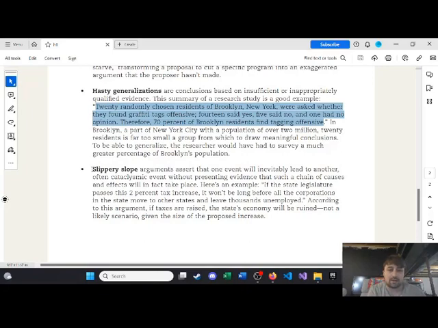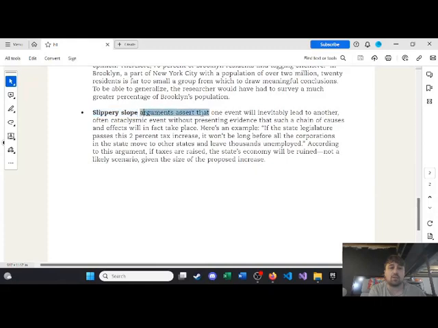So what's our last fallacy here? A slippery slope. A slippery slope argument asserts that one event will inevitably lead to another. This is often a cataclysmic event, and it's without presenting evidence of the chain of cause and effect that will take place. So here's an example. If the state legislature passes this 2% tax increase, it won't be long before all corporations in the state move to other states and leave thousands unemployed. Okay, so you have one event, which is the 2% tax increase, and that's going to lead down a slippery slope to thousands being unemployed.